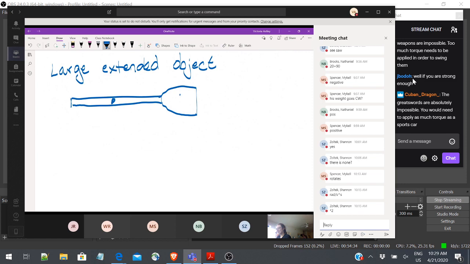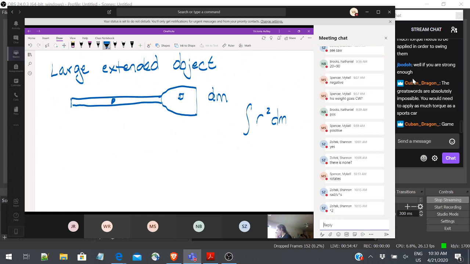So what you would do is chop it up into little bits, and then you would integrate over those little bits. I am not going to do an example because we're not going to make you do it on a test.